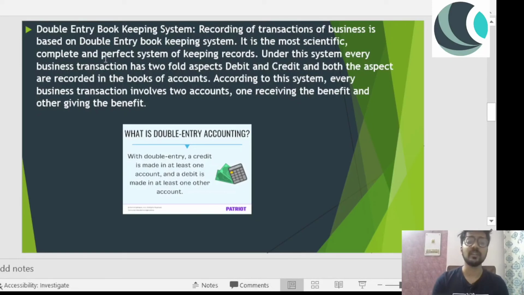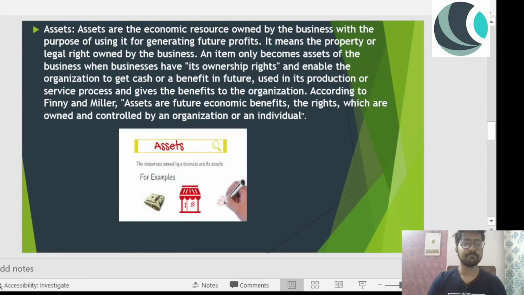So that is the double entry bookkeeping system, and there is a two-way transaction related to it because there will be an entry in the cash account and there will be an entry in the machinery account or the sales account. So this is the double entry bookkeeping system. So what are assets now? Because many times many people are confused about what an asset is. So assets are the economic resources owned by the business with the purpose of using them for generating future profits.